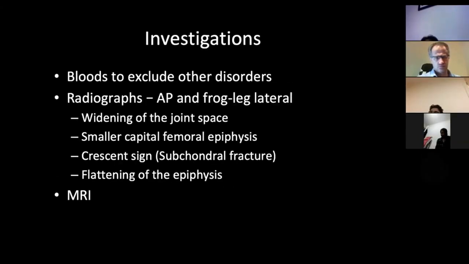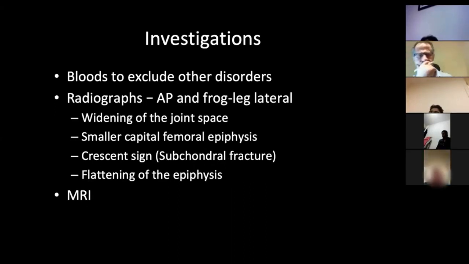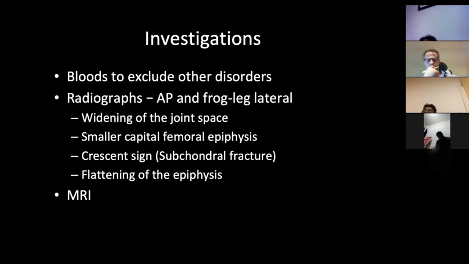What are we going to do? We're going to look at this kid. We're going to make sure there's no septic arthritis. And then we're going to look at X-rays. I'm going to do AP and frog-leg lateral. We're going to look for DDH and slipped capital femoral epiphysis, but they are outside of our group. We're going to look at it anyway. In our group, we're going to be looking for Perthes.